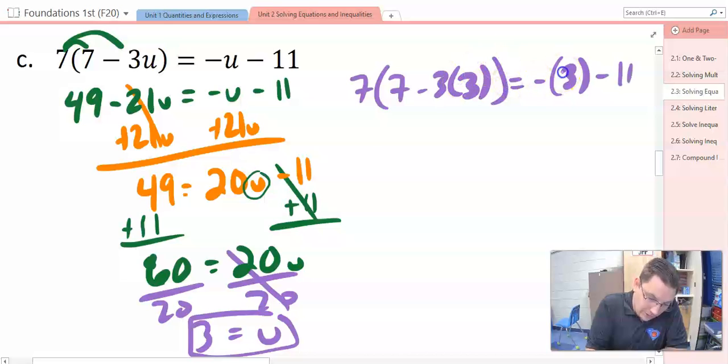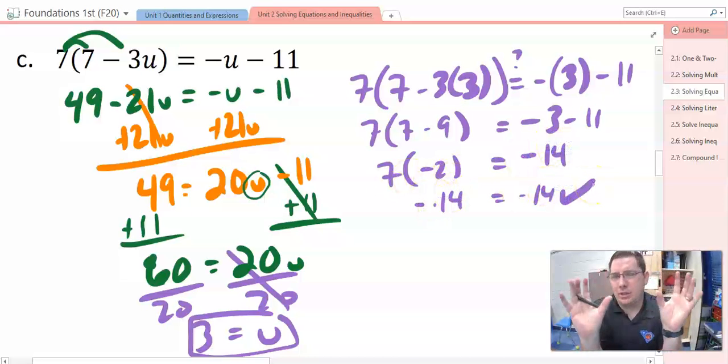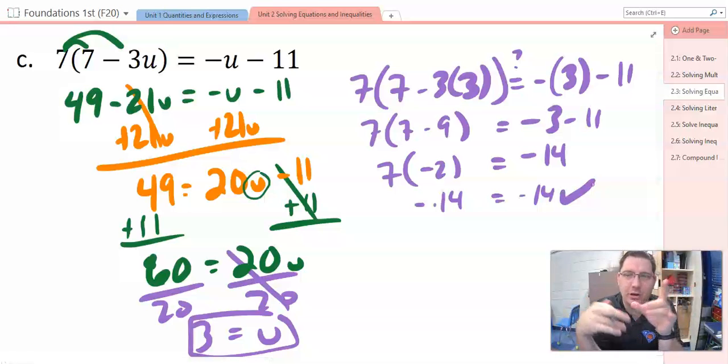And so simplifying in here, we're going to get 7 times 7 minus 9. Is that equal to negative 3 minus 11? So you can see I've dropped the parentheses here, did the multiplication here. So 7 times negative 2, is that equal to negative 3 minus 11, which is negative 14. And 7 times negative 2 is negative 14. And that does equal negative 14. So remember that each side of the equation works on its own. That's why you're able to do inside parentheses over here, but do subtraction already over here to get it simplified.